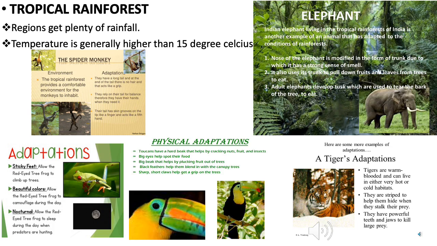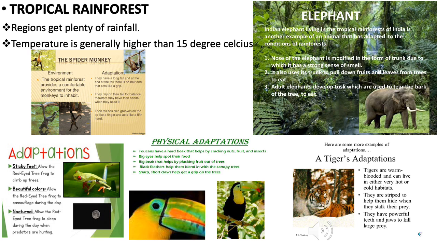Now students, we will discuss the tropical rainforest. The tropical rainforest is generally located near the equator. So, even in the coldest month, the temperature is generally higher than 15 degrees Celsius, and during hot summers, it may cross 40 degrees Celsius also. Days and nights are almost equal in length. These regions get plenty of rainfall.